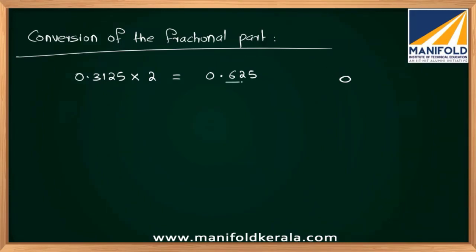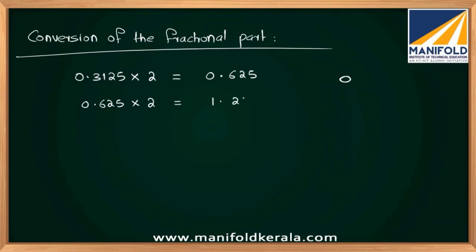And what is the remaining fractional part? You will write it here and carry out this multiplication. The remaining fractional part is 0.625, and you do the same operation here. Multiply by 2 again. Can you tell me what the result is? 0.625 times 2, if the calculation is difficult, let me tell you the answer: it is 1.25.